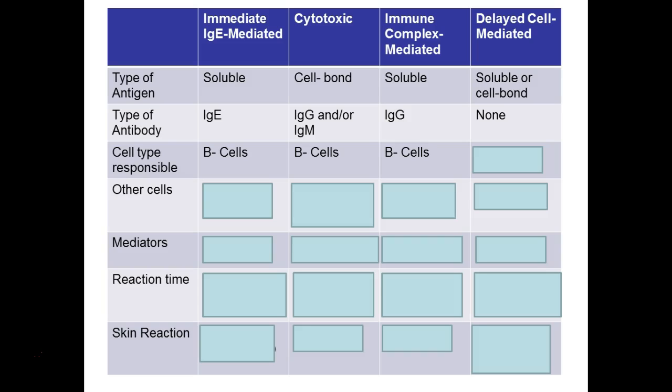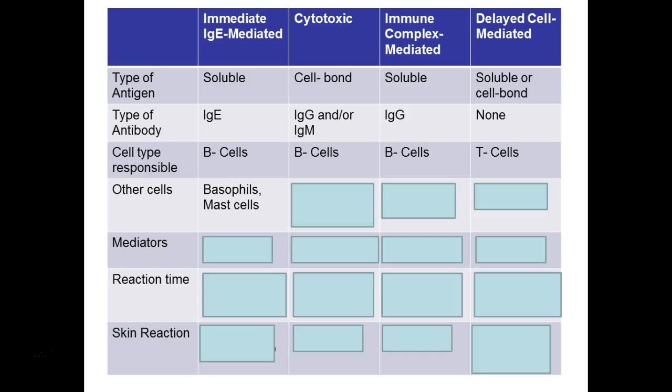For the last one, T cells. What other cells might be involved, right? So for this one, the problem with IgEs is they bind to mast cells and basophils. And they're the ones that degranulate, release the substances that cause the inflammation response that we see with type 1 IgE mediated hypersensitivities, what we commonly refer to as allergy.